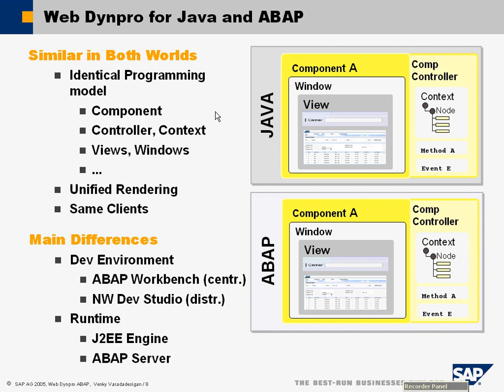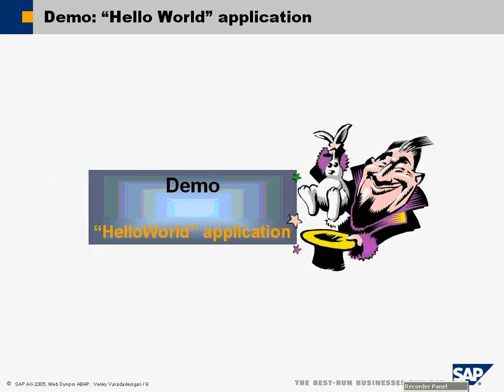So what are the differences? The main differences are, of course, the development environment. For the Java flavor, you will be using the NetWeaver Developer Studio, and for the ABAP flavor, you will be using the Workbench. And of course, the runtime. The runtime for Java will be the J2EE engine of the NetWeaver Application Server, whereas for ABAP, it will be the ABAP server of the application server. Okay, those are the main differences and the similarities.